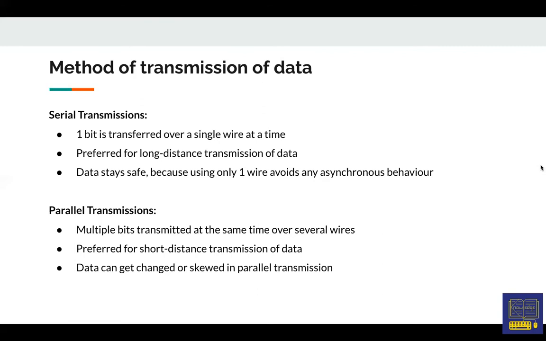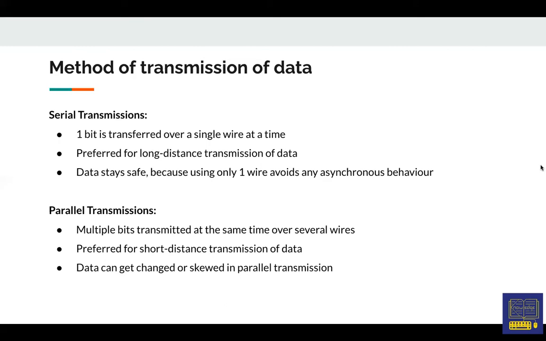For parallel transmissions, what we understand is that multiple bits of data are being sent at the same time, but it's being sent over different wires. What that means is, if you're sending 8 bits of data, or a byte of data, you're sending it over 8 separate wires, but all at the same time. Now we prefer this for short distance transmission of data.